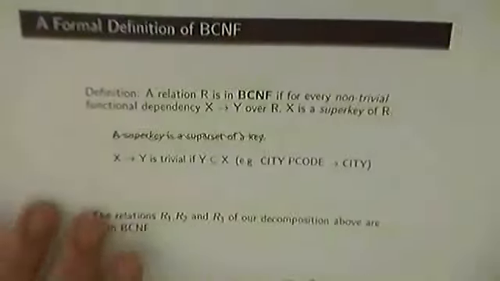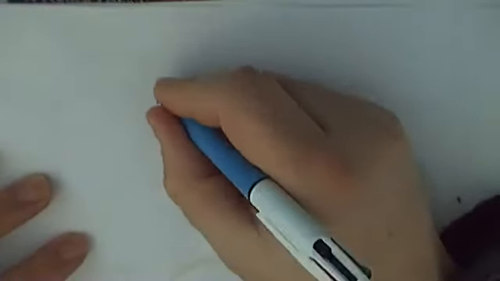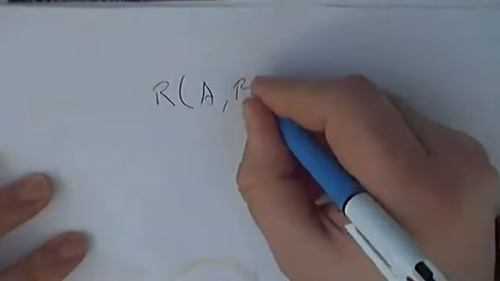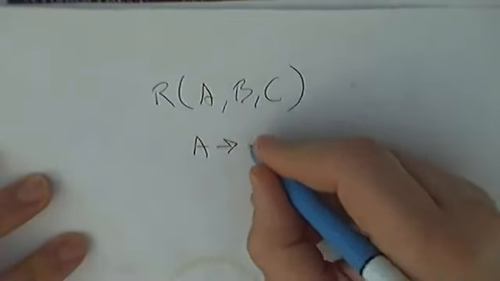So that's the definition of BCNF. So what we want to do is see if something is in BCNF now. I'm telling you right now we have R(A, B, C), and here is the functional dependency that's working over that.